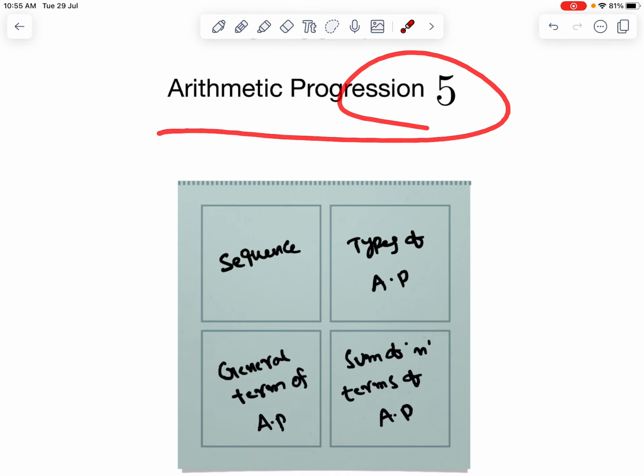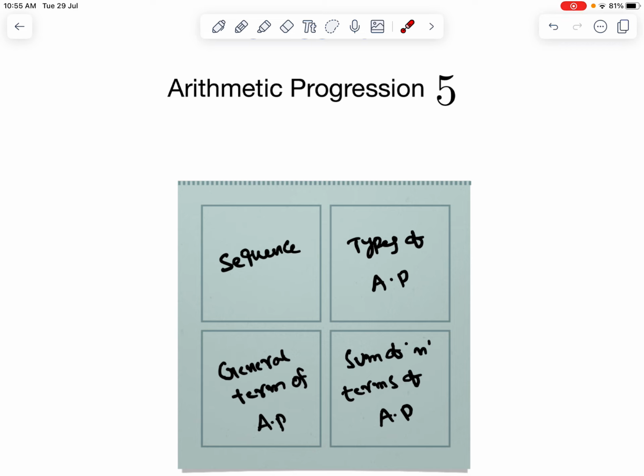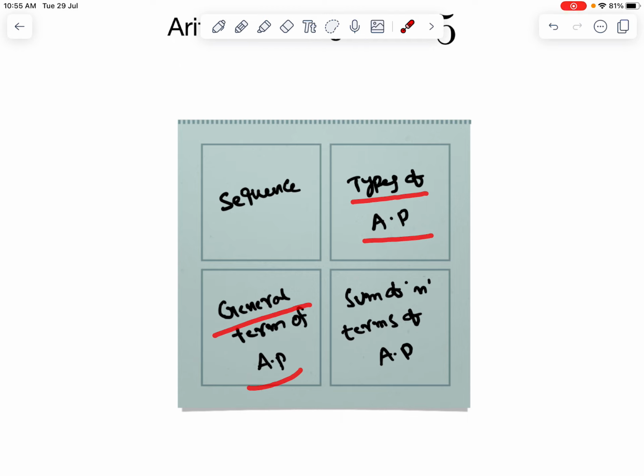In Arithmetic Progression, first of all, we want to discuss only the most important 4 subtopics. The first subtopic, sequence, then types of AP, general term of AP, and sum of n terms of AP. We must learn these 4 subtopics. Okay, this is very important.